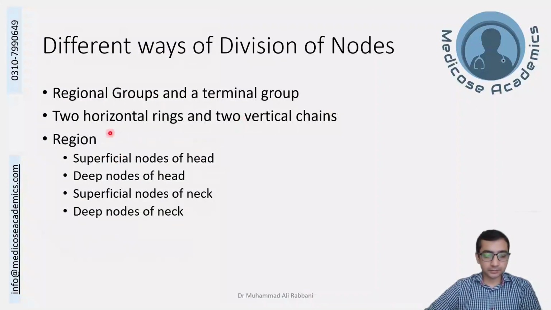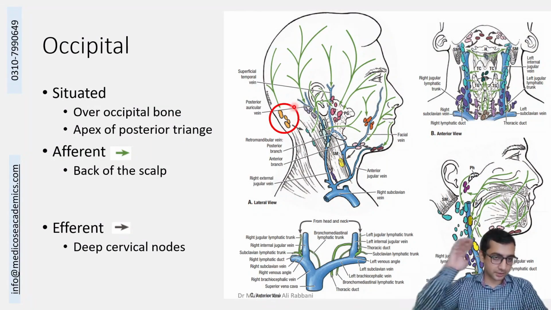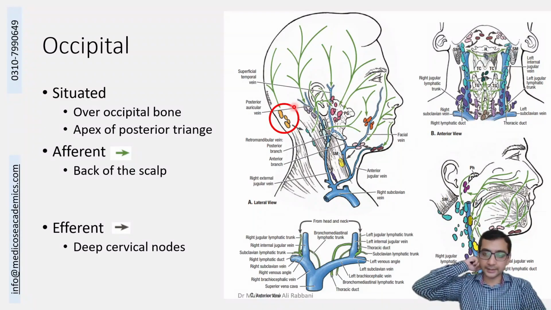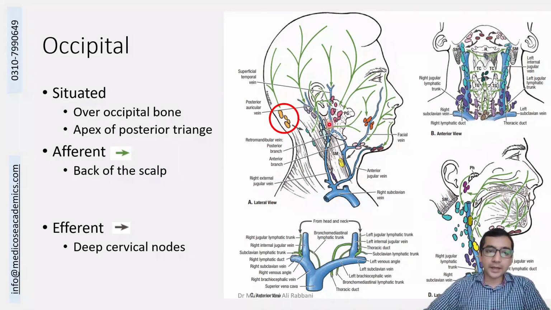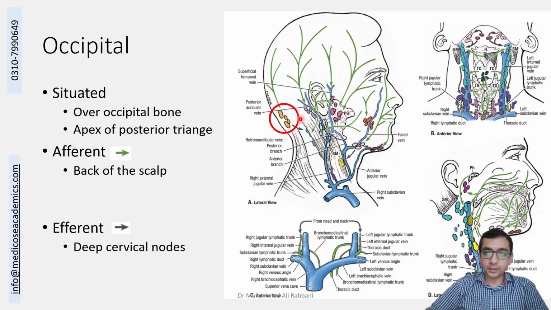This is the regional aspect. Let's talk about the lymphatics. First of all, the occipital nodes. These are nodes on the back of the head in the occipital region, and they are on the apex of the posterior triangle. As you can see, it is receiving fibers from the back of the head, from the vertex, and it itself drains into the deep group of cervical nodes.